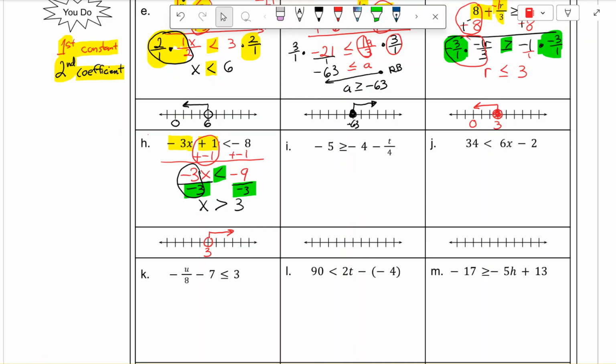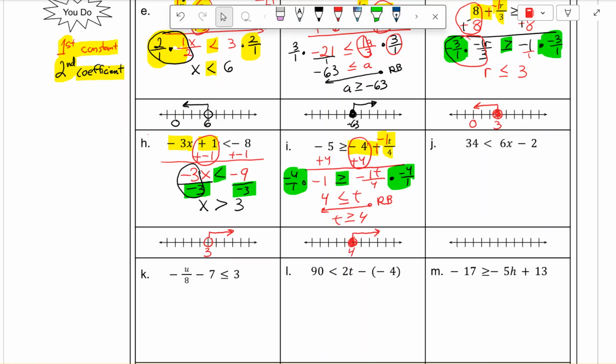Then, try I. Pause the video now and give it a shot. Okay, here's I. This was another reversing of the sign because we multiplied both sides by a negative during the property of equality. Really check into yours and see if you made any errors, fix them, and make sure you're learning from your mistakes. You can always use these in the future ones coming up.